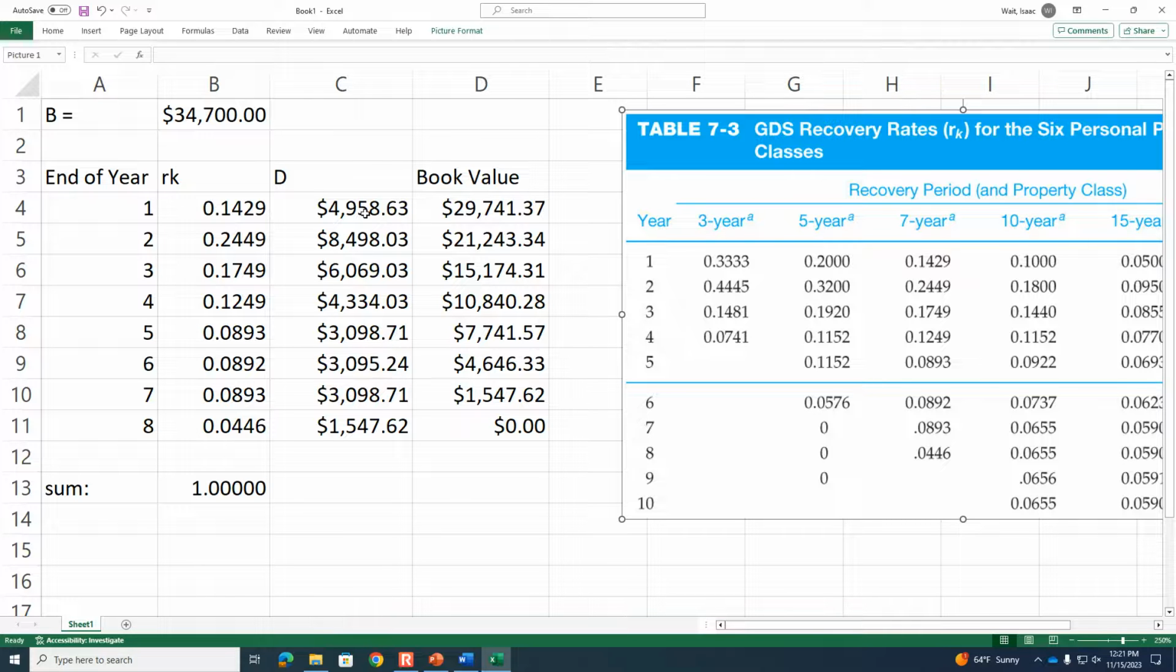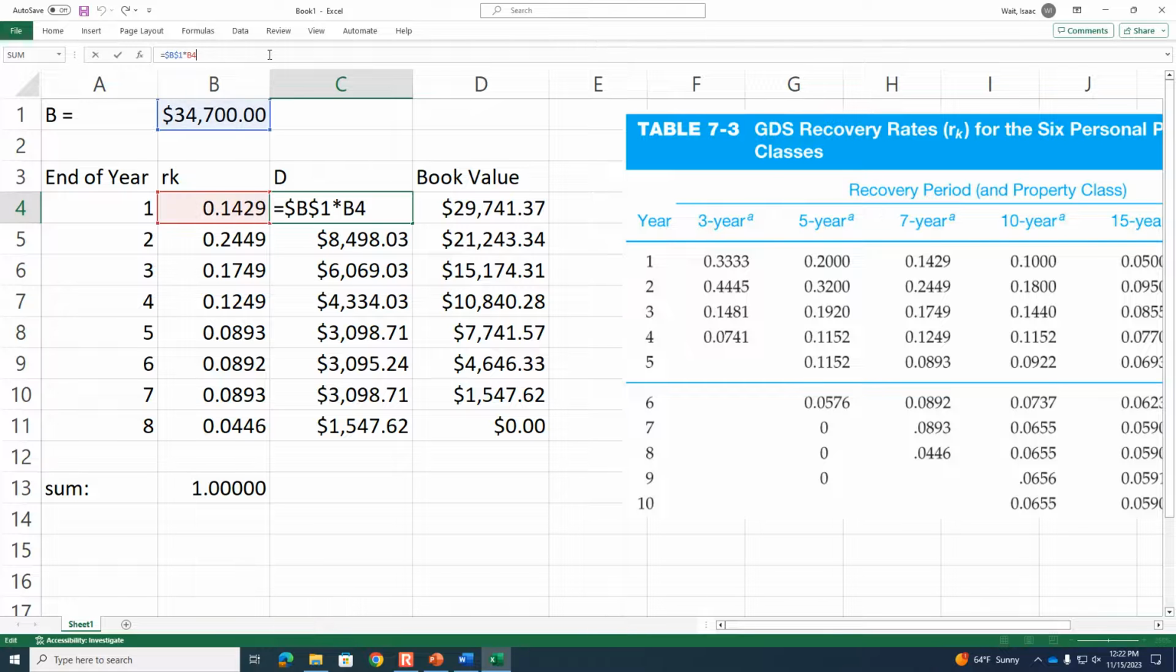In the end, it has a pretty minor effect on how much depreciation occurs in any given year. You can see that the depreciation amount in the first year in terms of dollars is just the book value multiplied by the depreciation factor. And then the book value at the end of that year is going to be the initial cost basis minus the depreciation amount for that year. So at the end of the first year, the book value is $29,741.